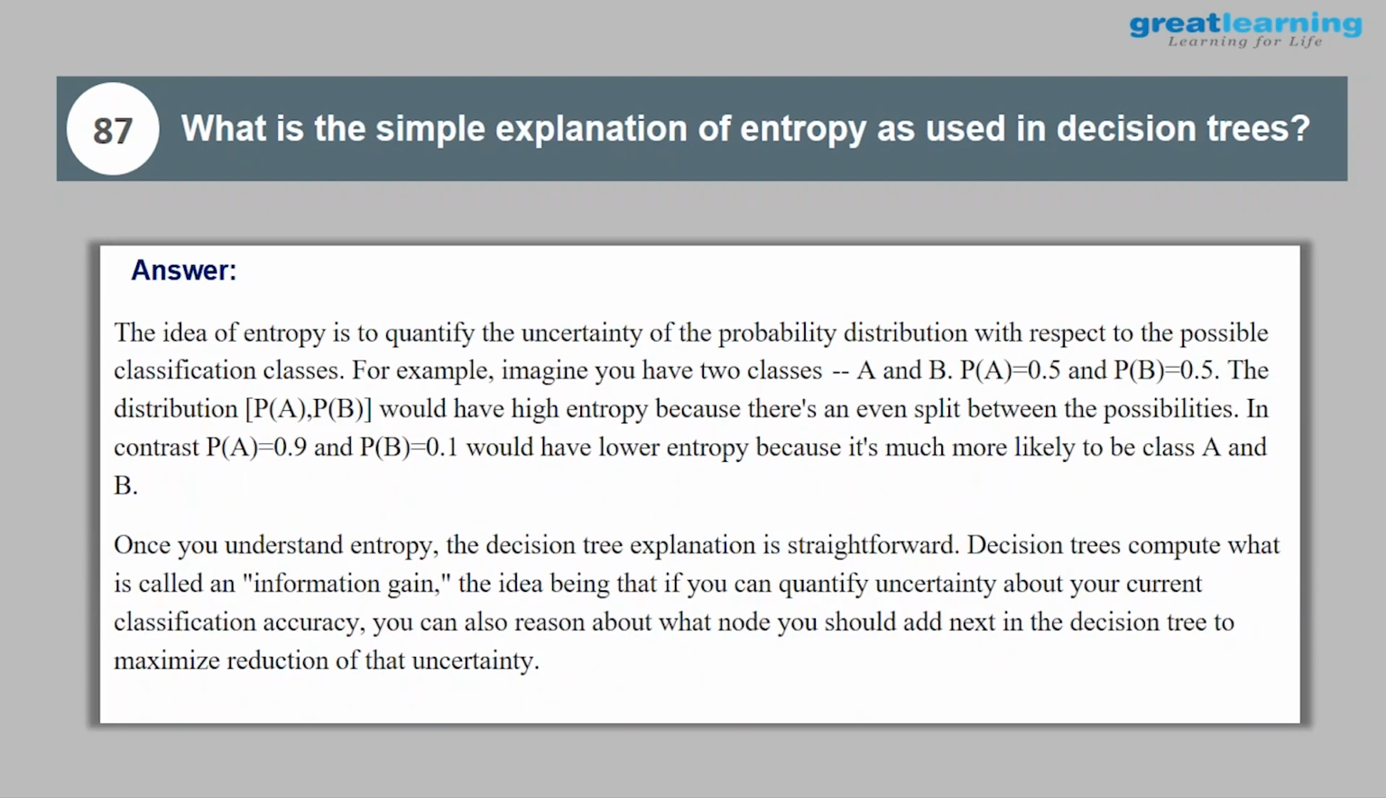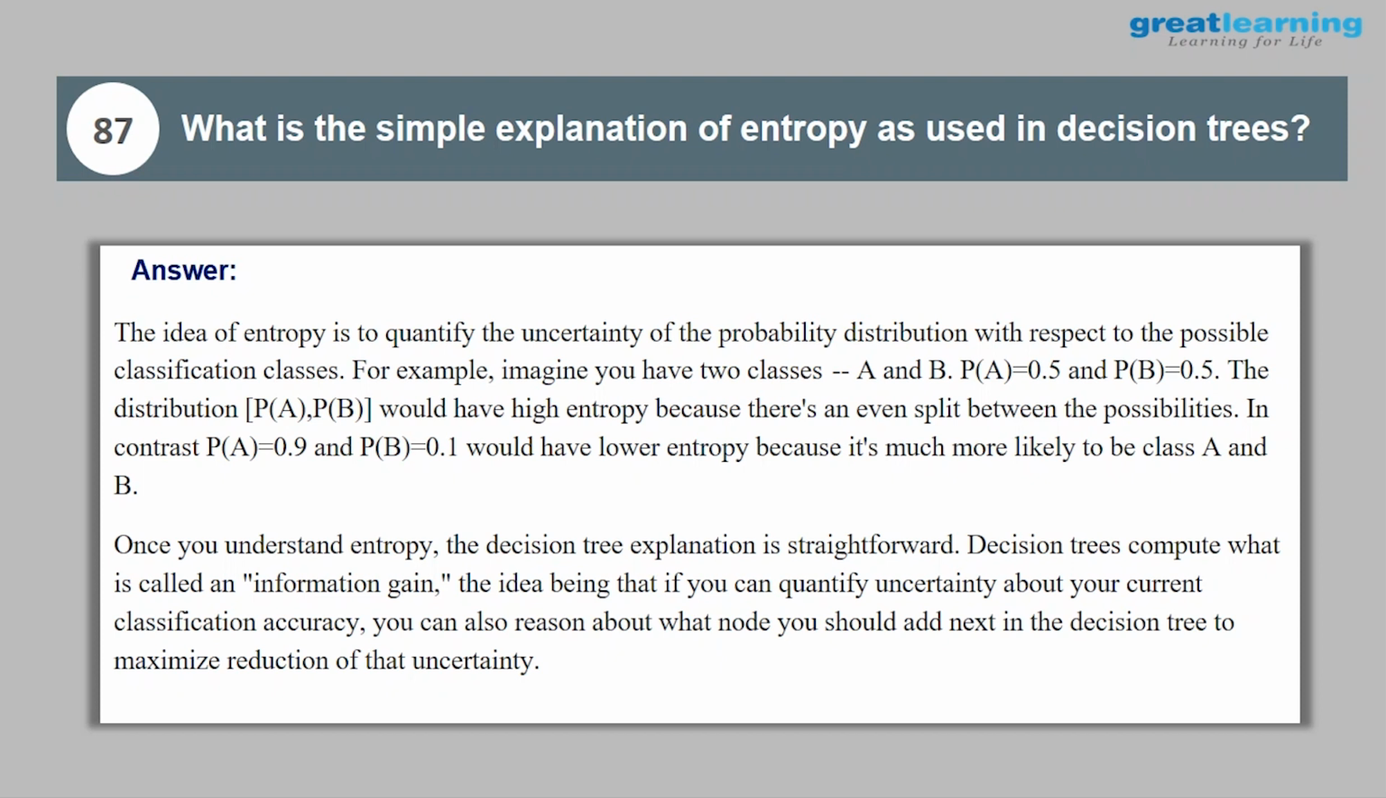Now let's have a look at what's a simple explanation of entropy as used in a decision tree. The idea of entropy is to quantify the uncertainty of the probability distribution with respect to the possible classification classes. For example, imagine you have two classes, A and B. The probability of A is equal to 0.5 and the probability of B is equal to 0.5.